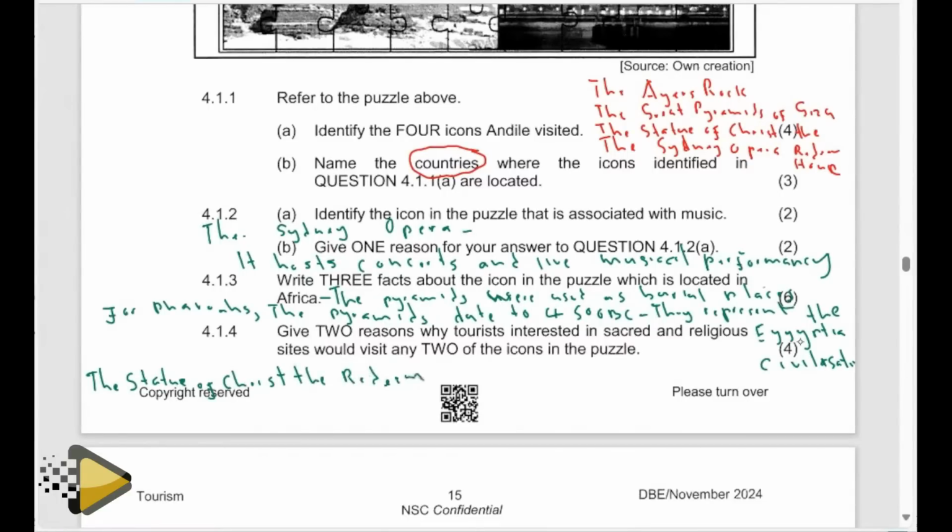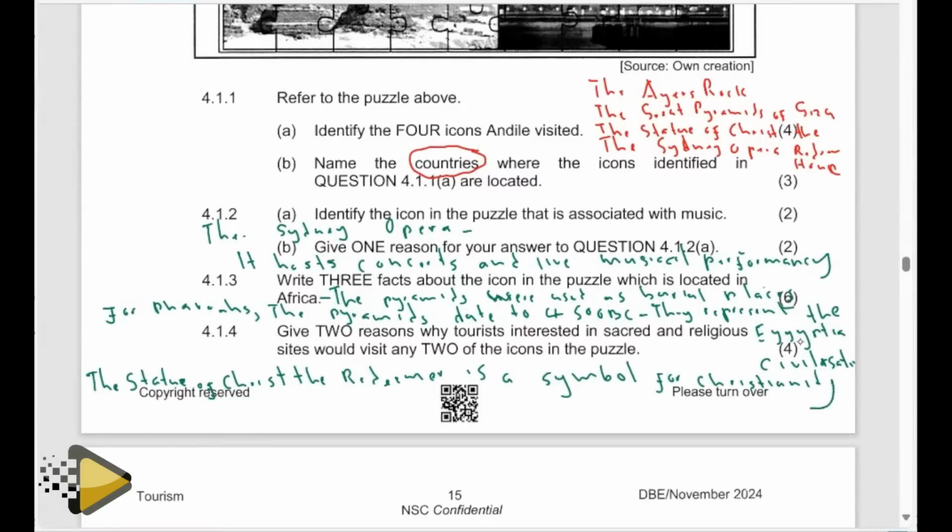The Redeemer is a symbol of Christianity. It's a symbol for Christianity in the world. The statue of Christ the Redeemer is a symbol for Christianity.